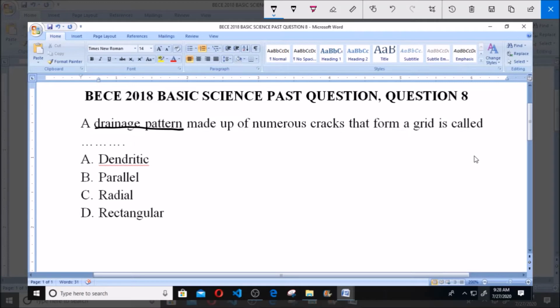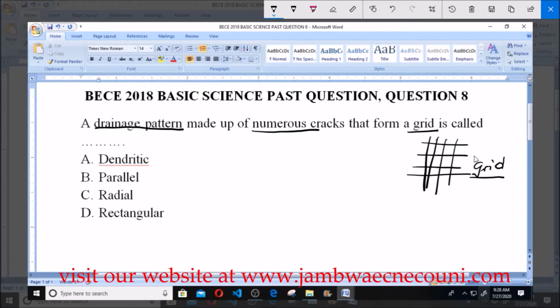Now, I want us to understand that we are asked to look for a drainage pattern made up of numerous cracks that form a grid. But before we continue, let's know what a grid simply means. A grid is simply represented as this. This is a simple representation of a grid. So we have to pick an answer of a drainage pattern that is made up of numerous cracks that will form a grid like this.